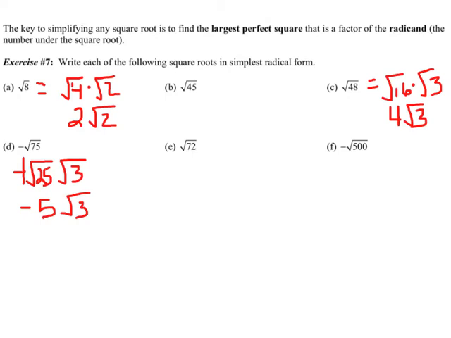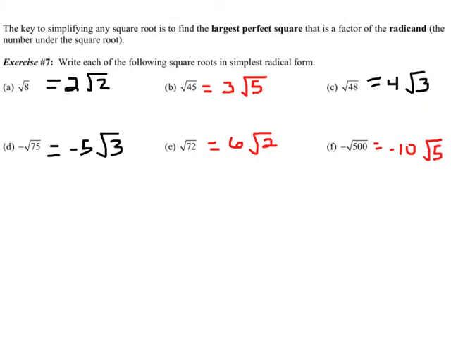All right, I want you to pause the video, and I want you to do B, E, and F. Give those 3 a try, and then we'll check your answers on the next screen. All right, so here are your answers. Square root of 45, the biggest one going into it is 9, so you get 9 times 5. Square root of 9, of course, is 3. Radical 5 is not coming out.